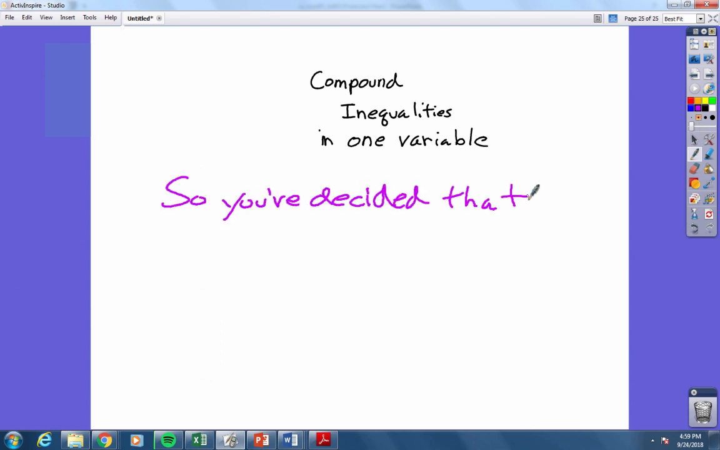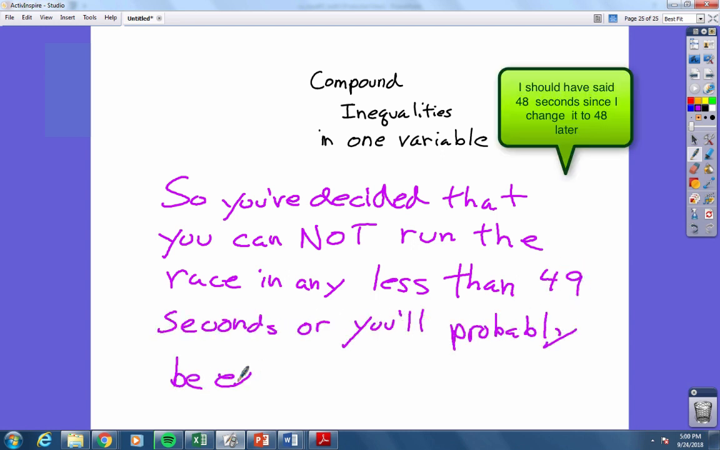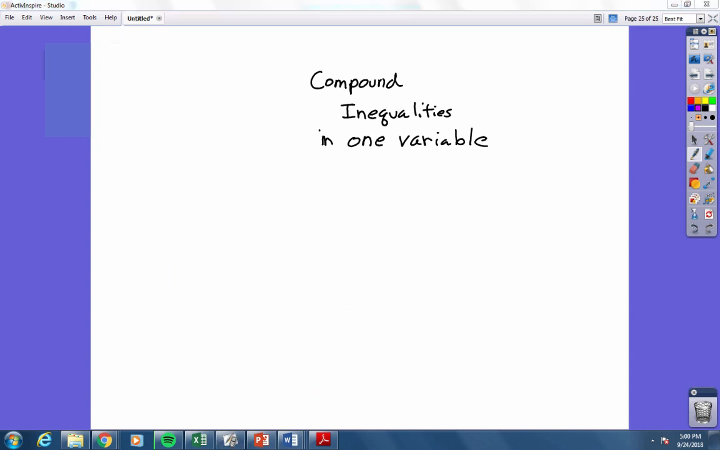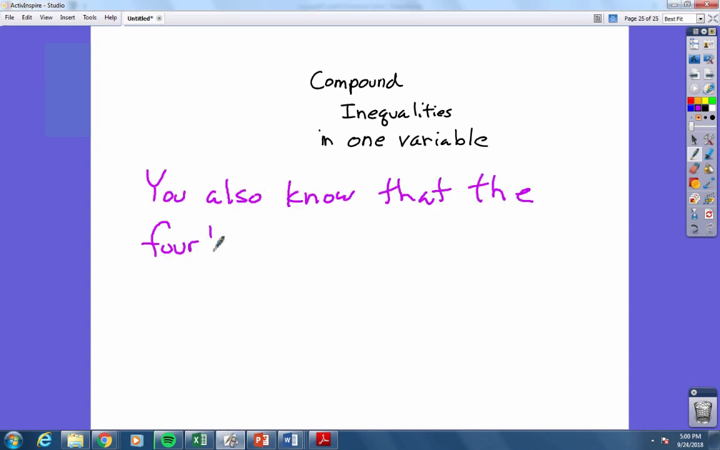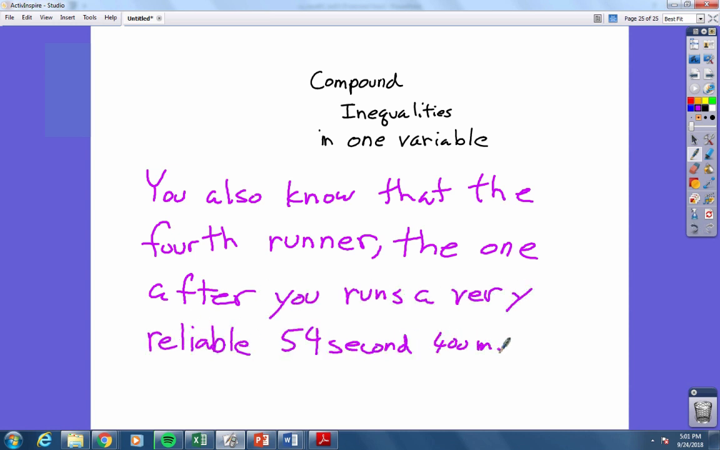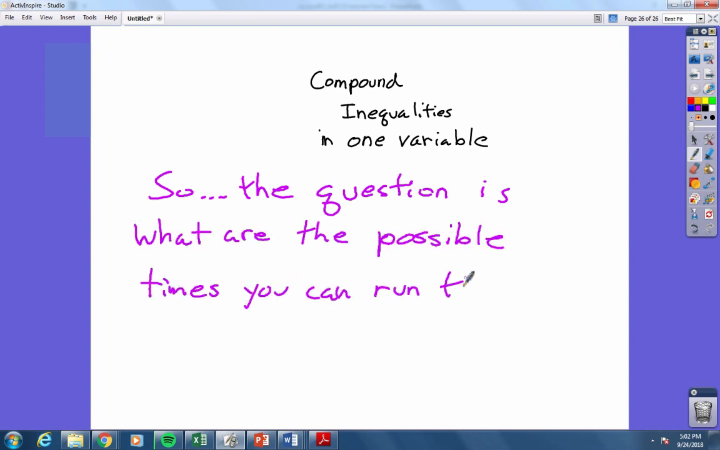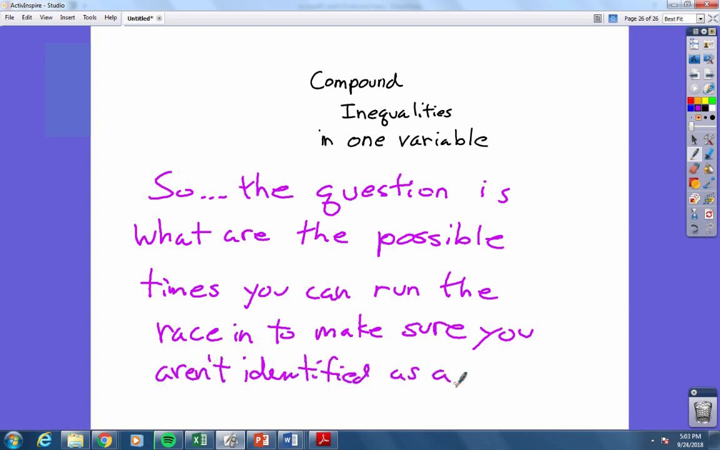So you've decided that you cannot run the race in any less than 48 seconds, or you'll probably be exposed as a superhero. You also know that the fourth runner, the one that comes after you, runs a very reliable 52-second 400 meters. So the question is, what are the possible times that you can run the race in to make sure that you aren't exposed as a superhero, but you also win the race?